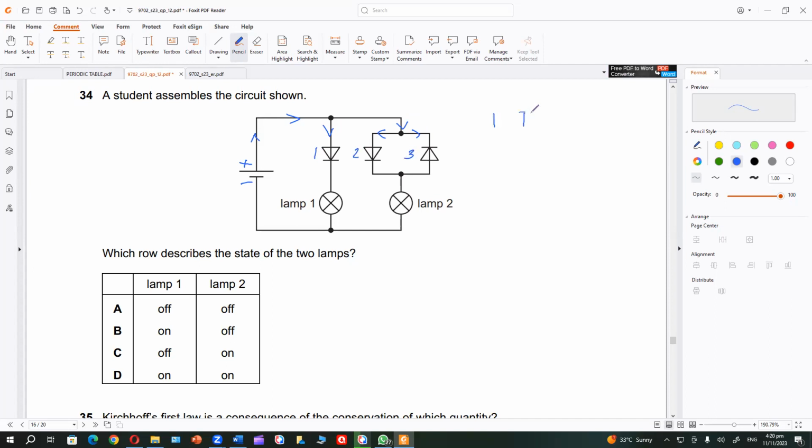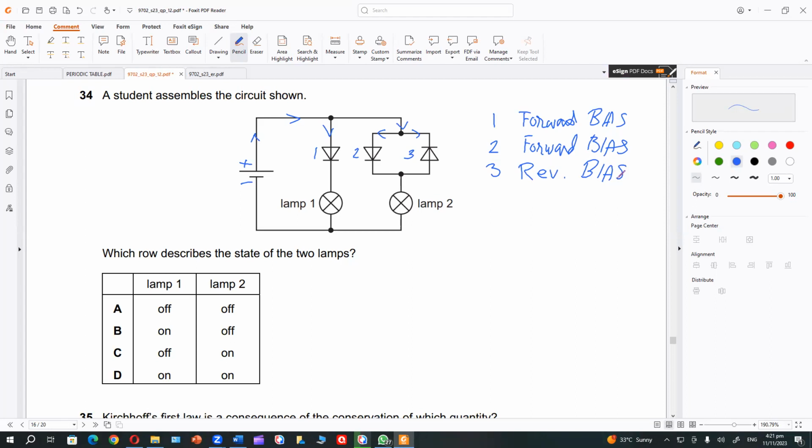1 is forward bias, it will be conducting. 2 will be forward bias, it is also conducting. And 3 will be reverse bias. Reverse bias means not conducting.